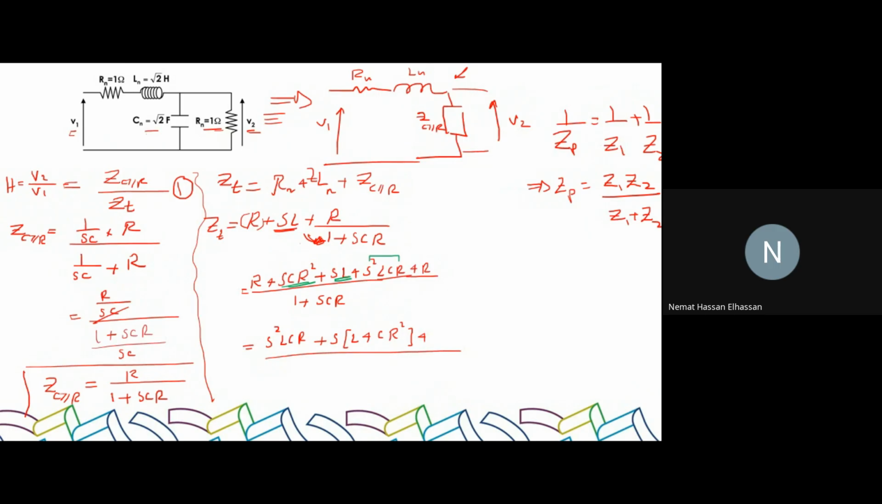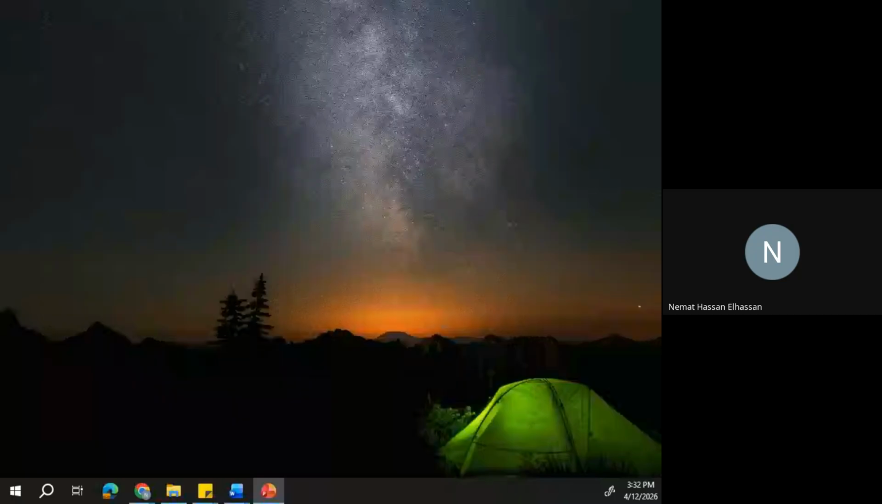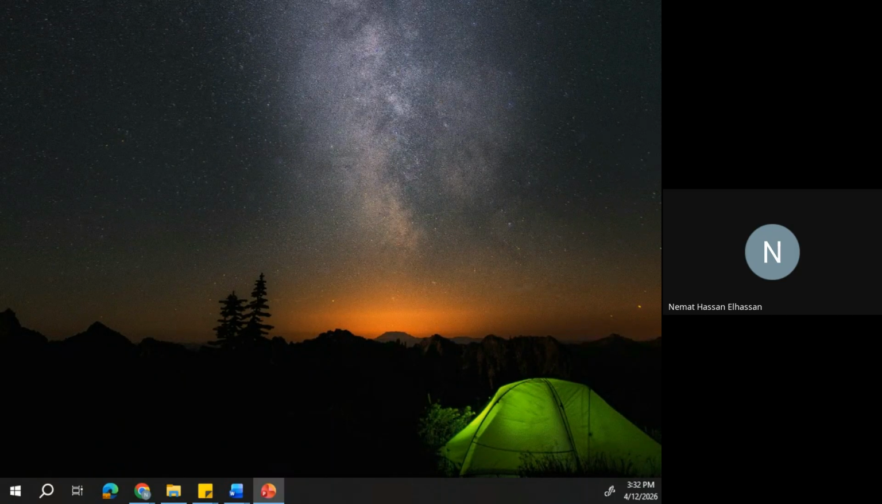What's the last thing left? R. How many R's do we have? R and R, right? So 2R, okay? 1 plus SCR. This is Z total, right? Let's call this here 2, and let's call this 3. Can I substitute 2 and 3 in 1? Remember, we're looking to find V2 over V1.